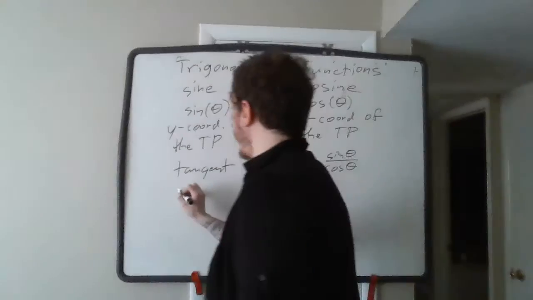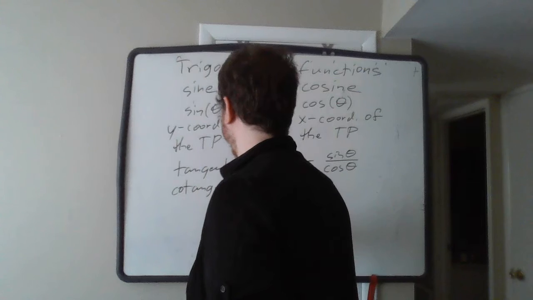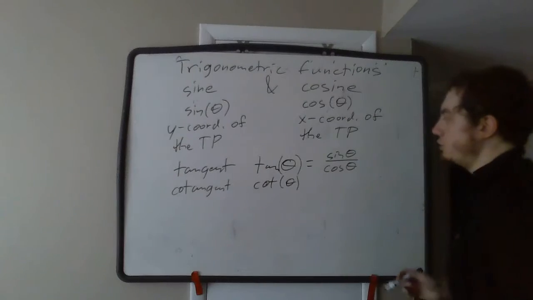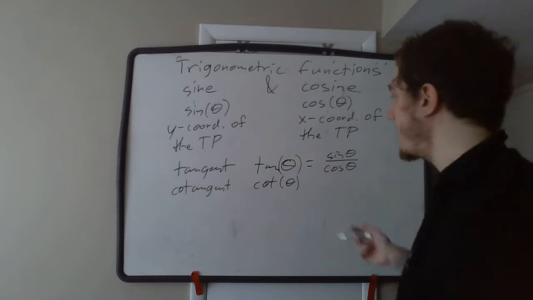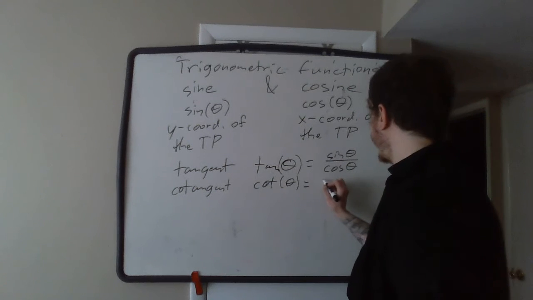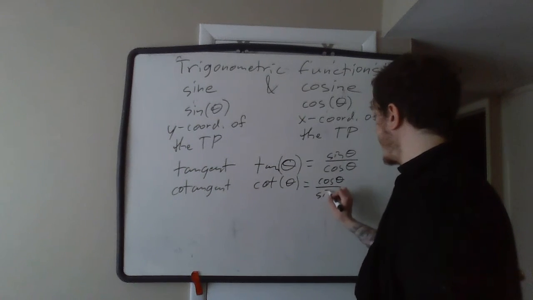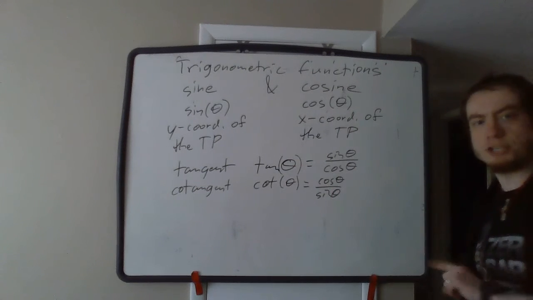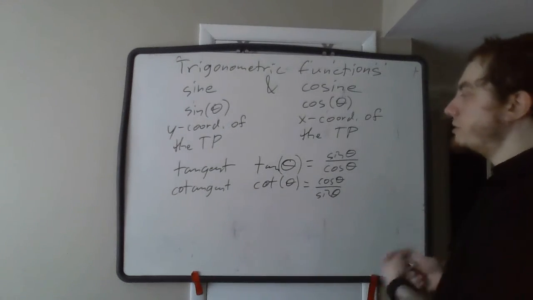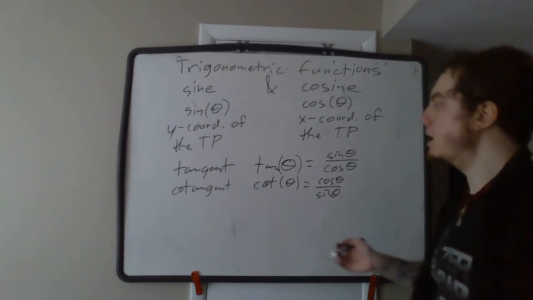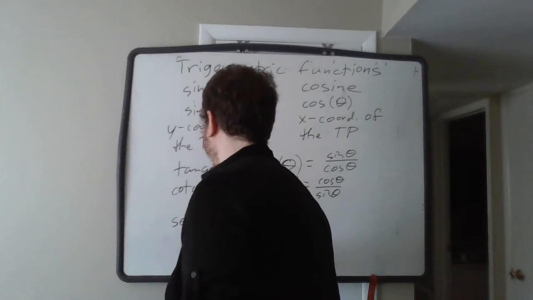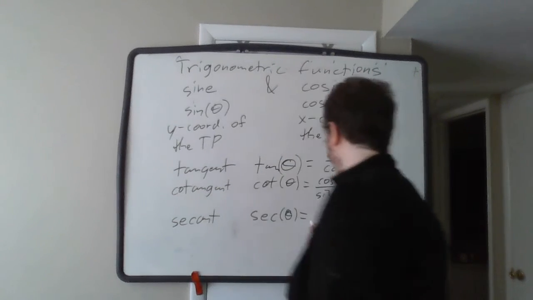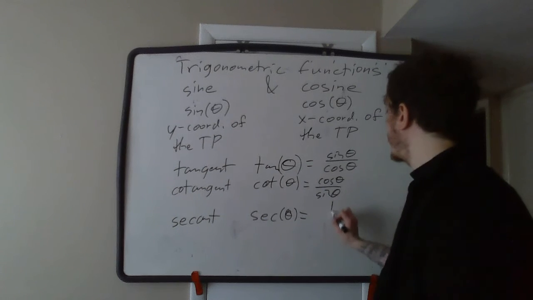Then we have the cotangent. This is written as cot of theta, which usually I just say cot theta or cotan theta. Sometimes I just say cotangent theta. And this is cosine theta divided by sine theta. Notice that this is actually the reciprocal of the tangent. So tangent and cotangent are very closely related. One is just the reciprocal of the other. Next up, we have the secant. This is written sec of theta, and this is defined to be the reciprocal of the cosine.